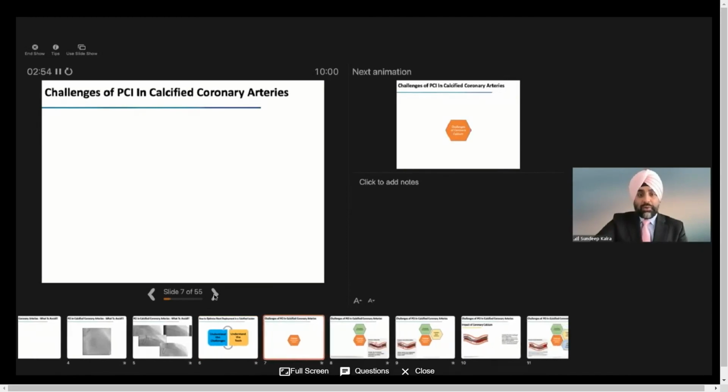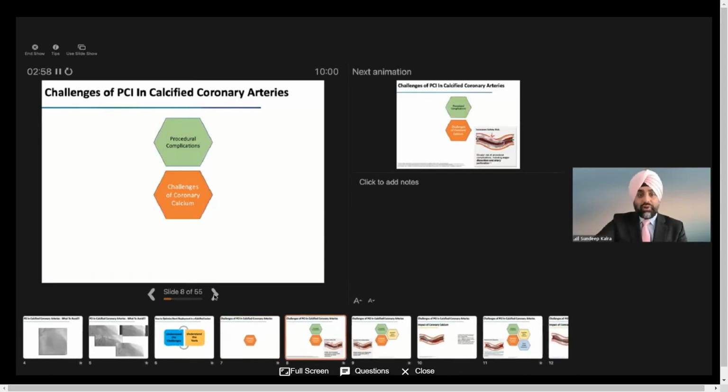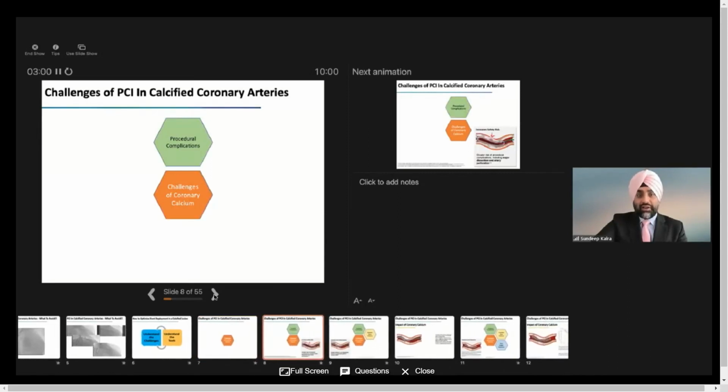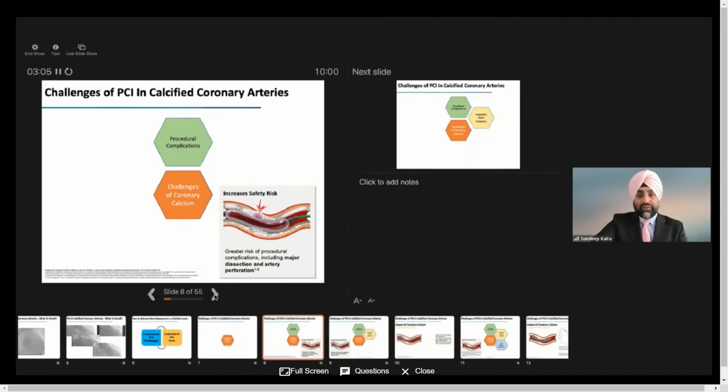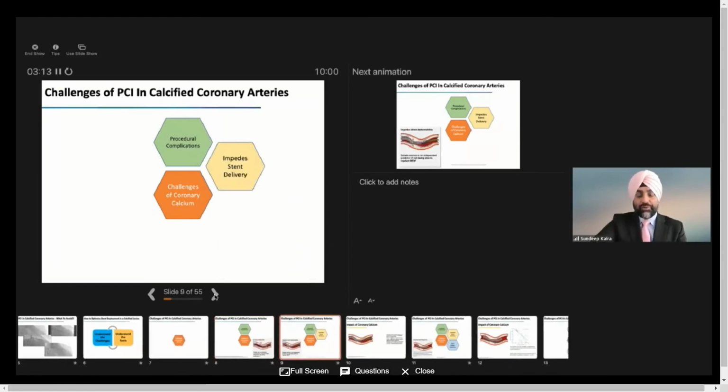If we speak a little bit about the challenges first, the rate of procedural complications is undoubtedly higher in vessels that have moderate plus calcification in them. There's an increased safety risk in these types of procedures. There are greater procedural complications, including major dissections and coronary artery perforation.